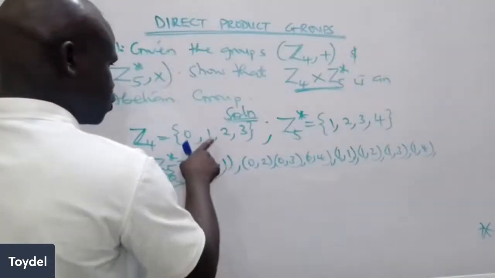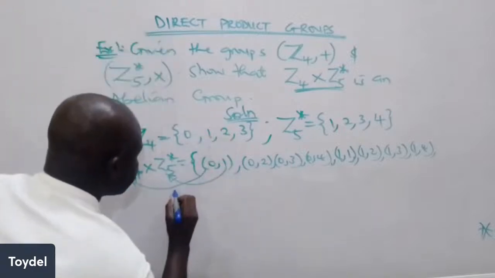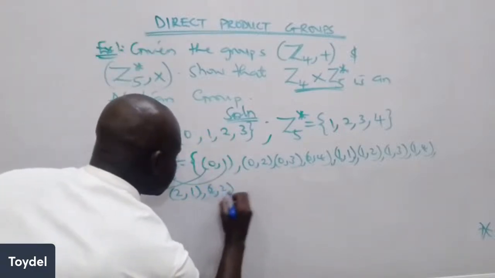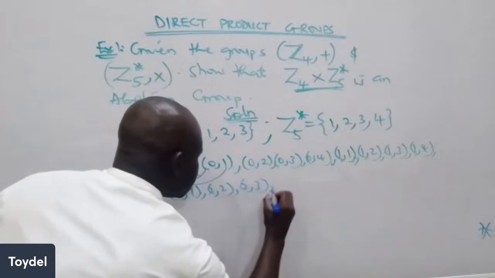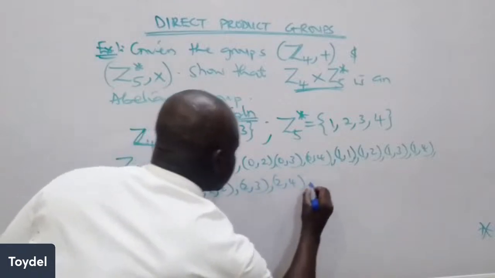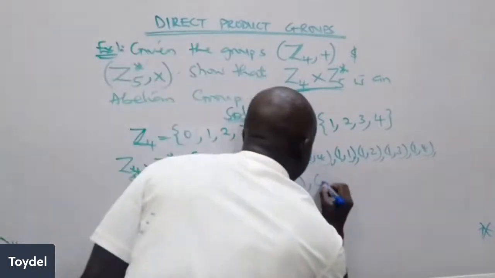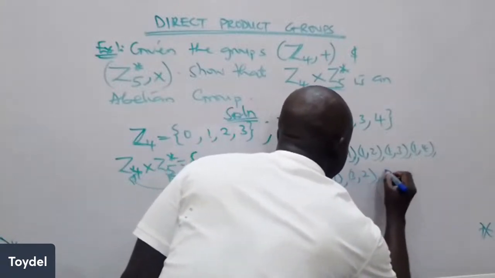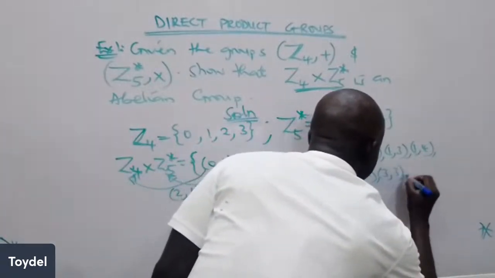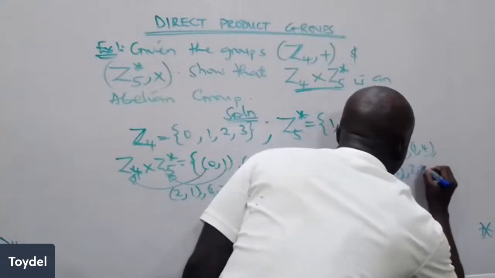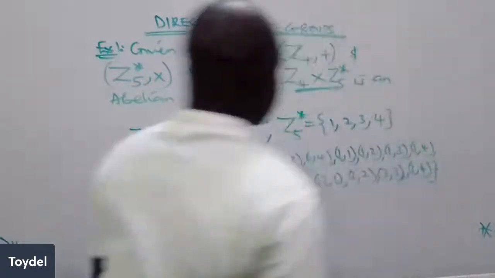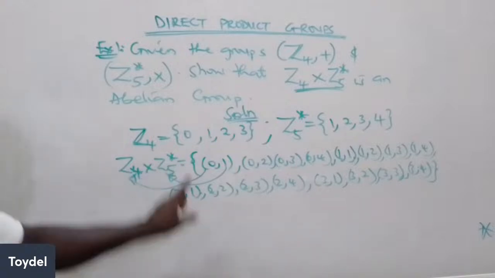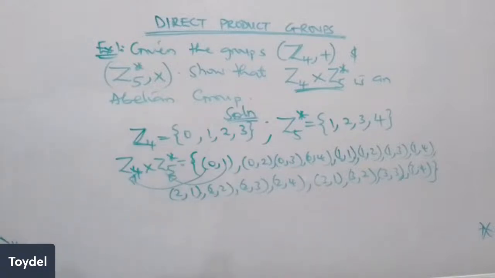Okay. Then we go to 2. We have (2,1), (2,2), (2,3), then (2,4). Then we go to the last one, 3: (3,1), (3,2), (3,3), then (3,4), which is the last element there. So these are the elements that we have in Z4 cross Z5 asterisk. So please look at it very well.